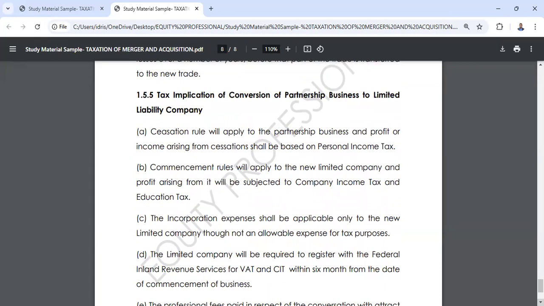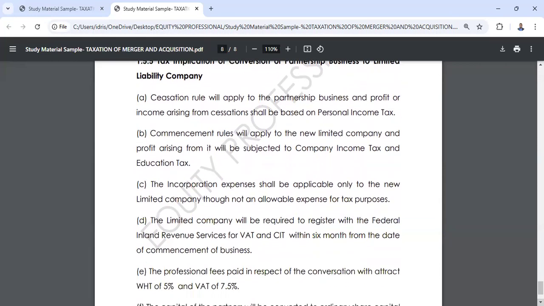And another tax implication is the new limited company is going to be required to register with FIRS for the purpose of VAT and CIT within 6 months from the date of commencement of business. The new limited company will be required to register with FIRS for the purpose of VAT and CIT within 6 months from the date of commencement of business.